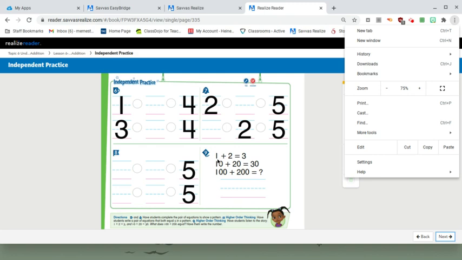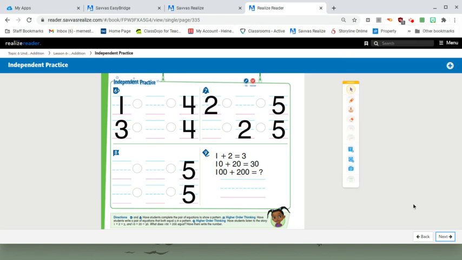And then this one is saying if 1 plus 2 equals 3, 10 plus 20 equals 30, what would 100 plus 200 equal? I bet you can do it.